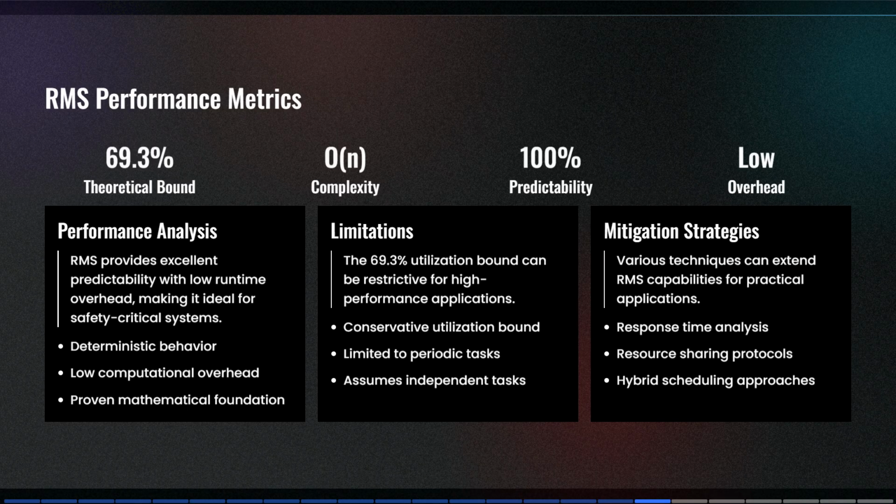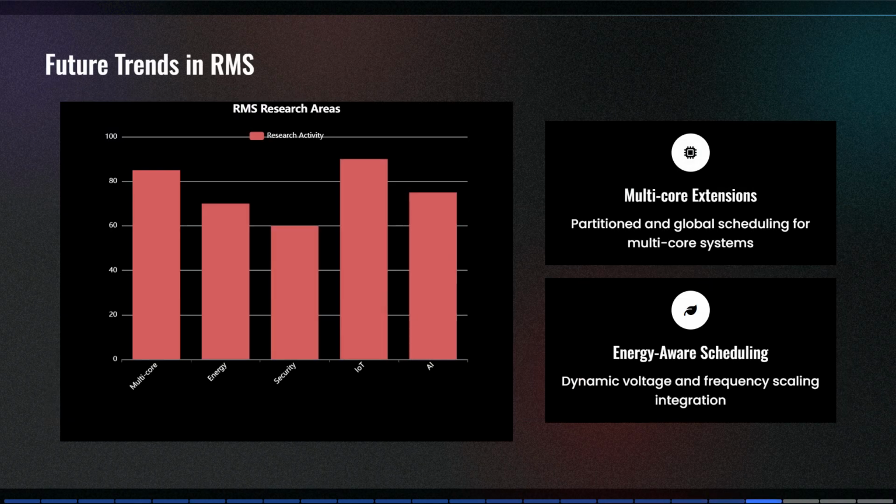Here we present a simulation or case study showing how RMS performs under different loads. The results typically confirm that up to around 70 to 80% CPU utilization, RMS can guarantee all deadlines. Beyond that, the system starts to fail predictably. This graph visually represents CPU utilization versus the number of schedulable tasks. It is a clear indicator of how utilization bounds decrease as task count increases. It also helps explain why RMS is best for systems with fewer well-defined periodic tasks.